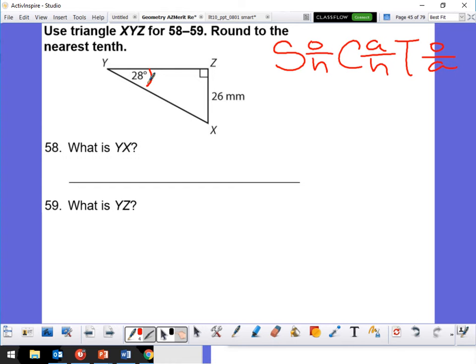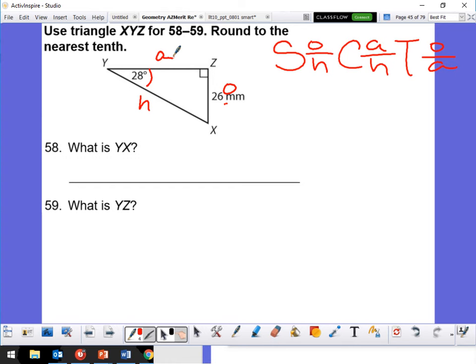So this side over here is going to be what? Opposite. This side is hypotenuse, right? Because it's across from the right angle. This side over here is adjacent. Very good.